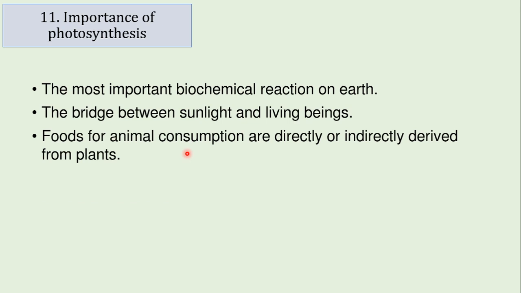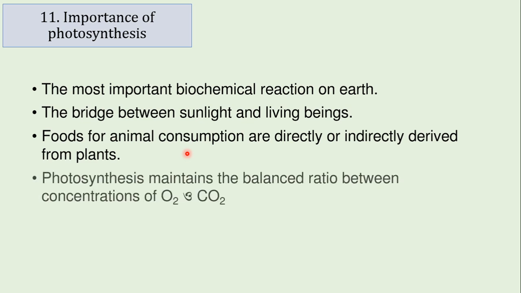If there were no photosynthesis, the plants would not be able to produce food. Photosynthesis maintains the balanced ratio between the concentrations of oxygen and carbon dioxide. We know the concentration of oxygen in the atmosphere is about 21% or 22%, and the concentration of carbon dioxide is about 300 ppm. So photosynthesis increases the amount of oxygen and decreases the amount of carbon dioxide in the atmosphere.